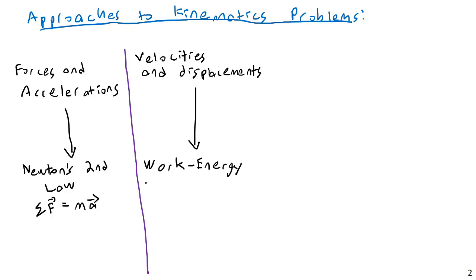So I could say T1 plus U1 to 2 equals T2. And what this would mean is the total energy at point 1 plus any work done on the object or change in the internal energy from point 1 to point 2 will equal the total energy 2. And we will explore that later on.